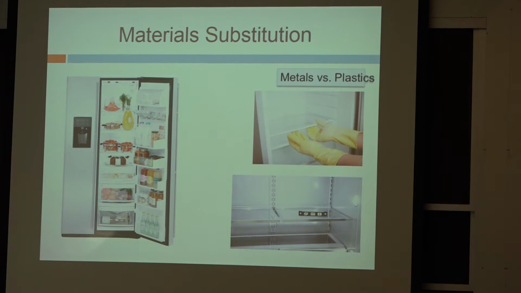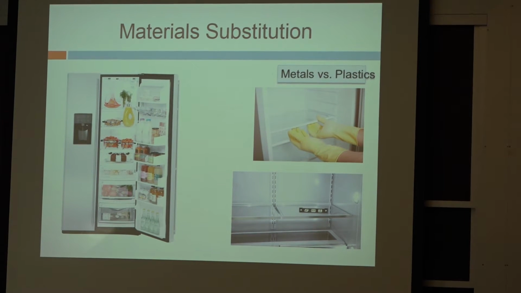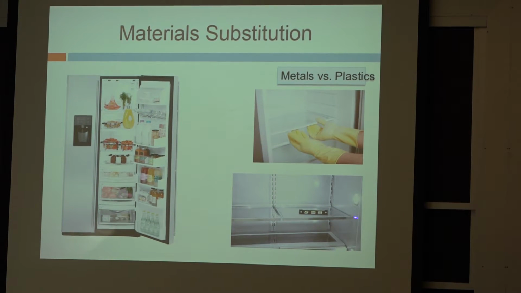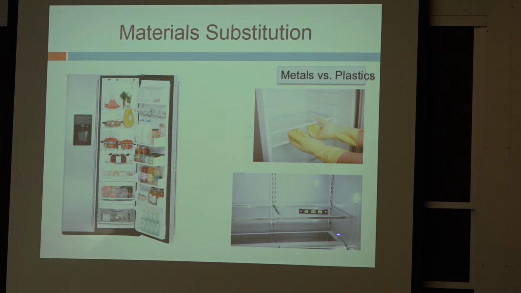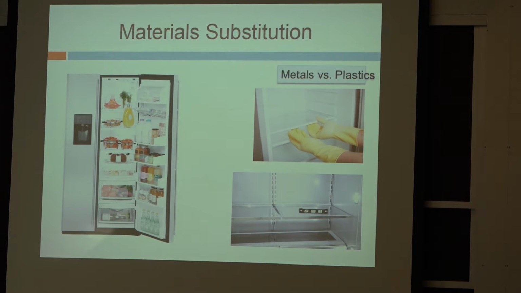And what was seen, if you look closely, is that because you're constraining the plastic by this metal piece here, now you're getting stresses on the plastic while it cools and when you open the doors, things like that. So they were seeing a lot of these plastic shelves cracking because of the material substitution.